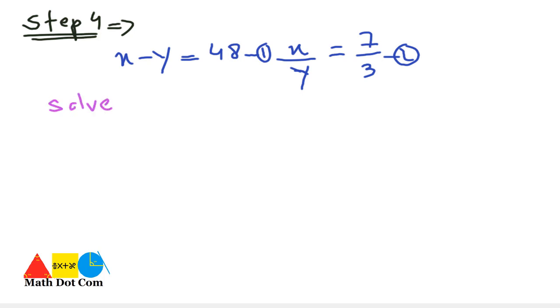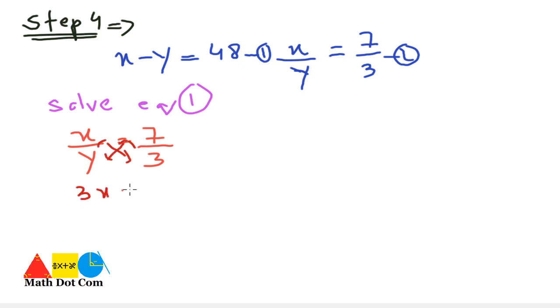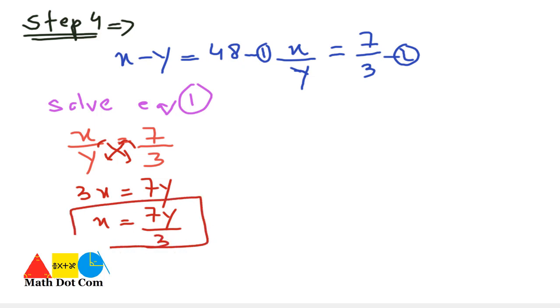Solve equation 2. Okay, equation 2 is x over y equals 7 over 3. Cross multiply them. 3x is equal to 7y. We can evaluate the value of x from here. 3 will move down, so x is equal to 7y over 3. So this is another equation. We can call it equation number 3.